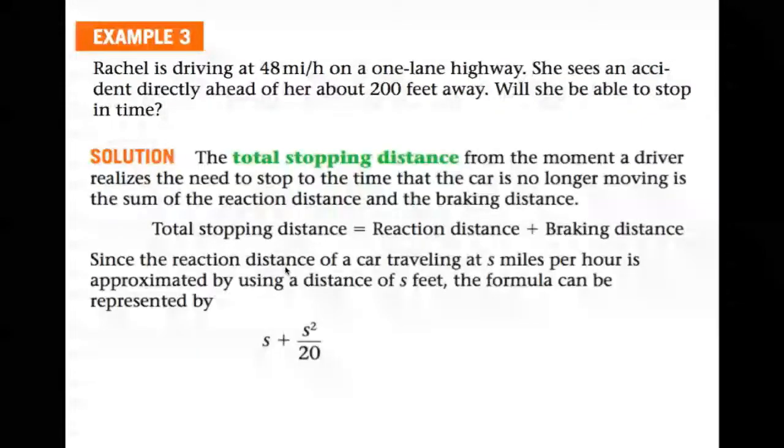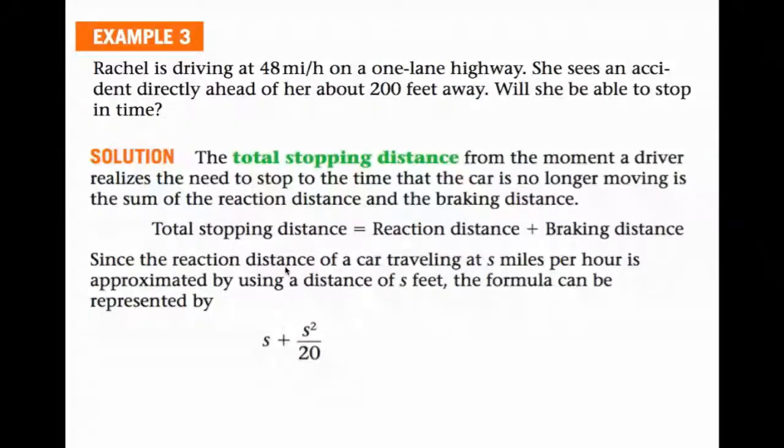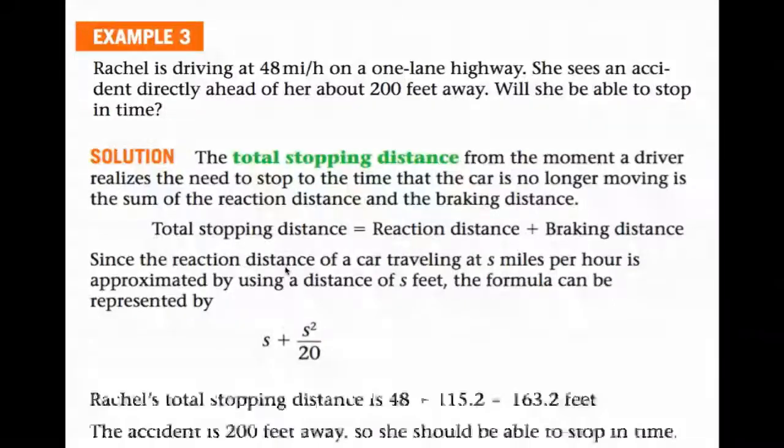Well, the total stopping distance is the combination of reaction plus braking. And we said that the reaction distance is going to be s. Whatever your speed was, we'll make that feet. And then plus s squared over 20.